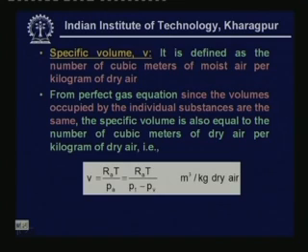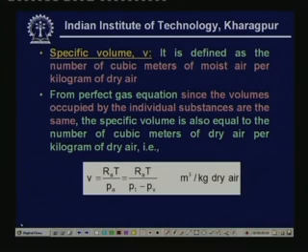Since each gas behaves as though it is occupying the whole volume, you can write the specific volume of moist air in terms of the volume and in terms of the mass of the dry air using this equation. This is the specific volume using the perfect gas equation for dry air: Pa into V is equal to Ra into T, where Pa is the partial pressure of dry air, V is the specific volume, Ra is the gas constant and T is the dry bulb temperature, and Pa from Gibbs Dalton's law is nothing but Pt minus Pv. So, V is equal to Ra T by Pt minus Pv, and the units are meter cube per kg dry air.